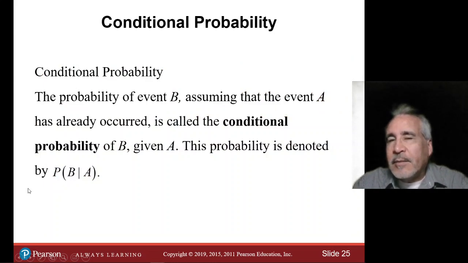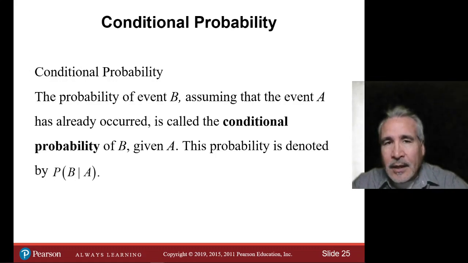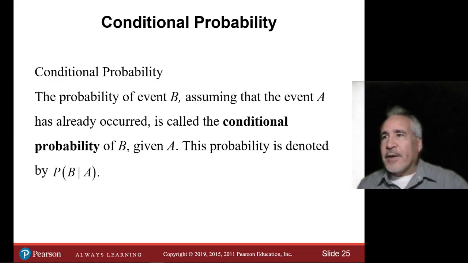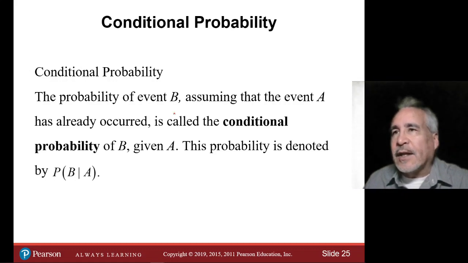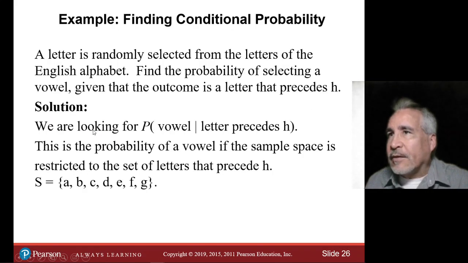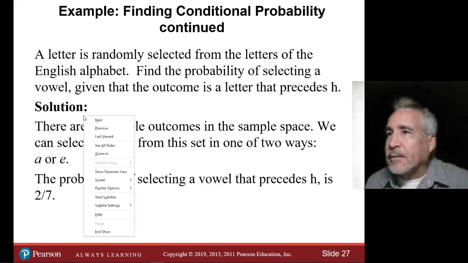So conditional probability, that's kind of what we were doing. It's the probability that B happened given that A already happened. We've already been doing that. So it's the way we count things. The probability of event B happening, assuming that event A has already occurred. So let's back up. Oops, I'm going the wrong way.